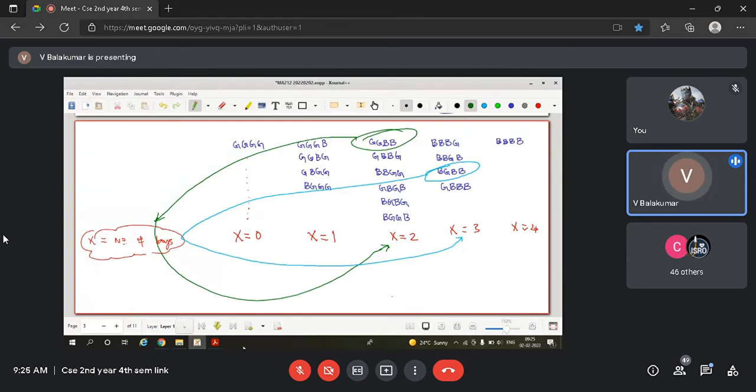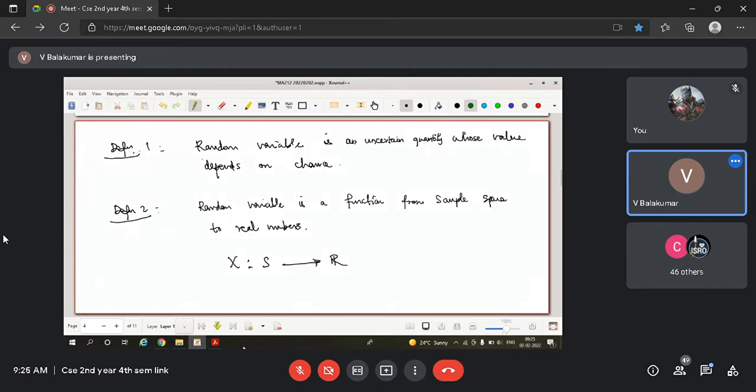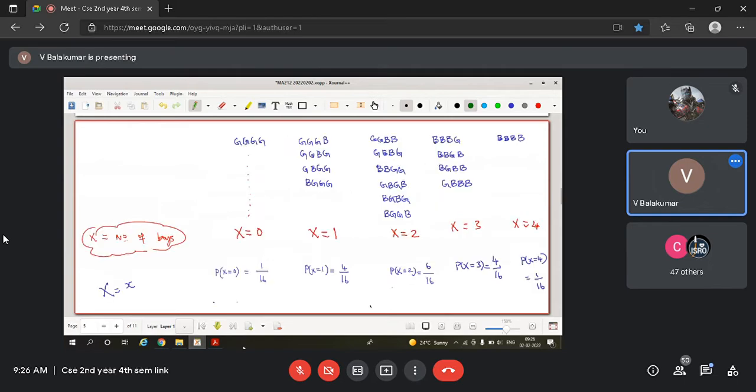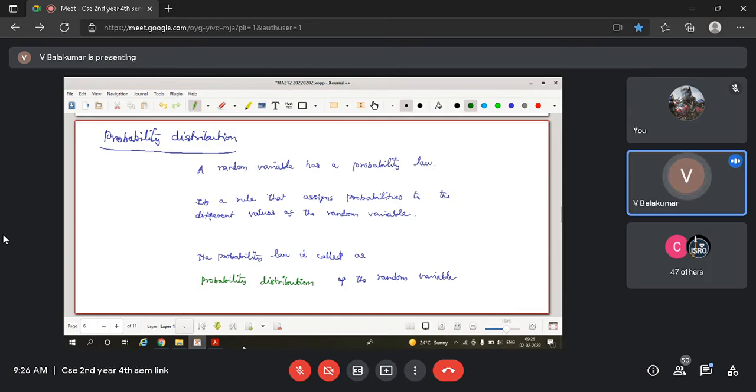Now this 2 boys category is already written there. 6 entries are there. So 6 out of 16. So this is the definition. And here we have written the probabilities of each random variable value. This we did not write in the class. Later I have written. A probability distribution is actually a probability rule for the random variable.